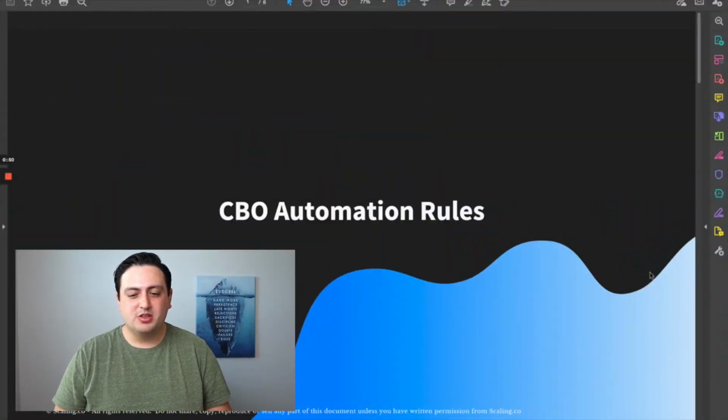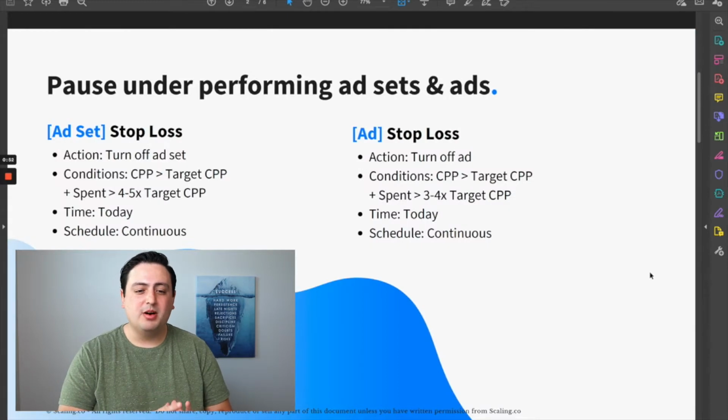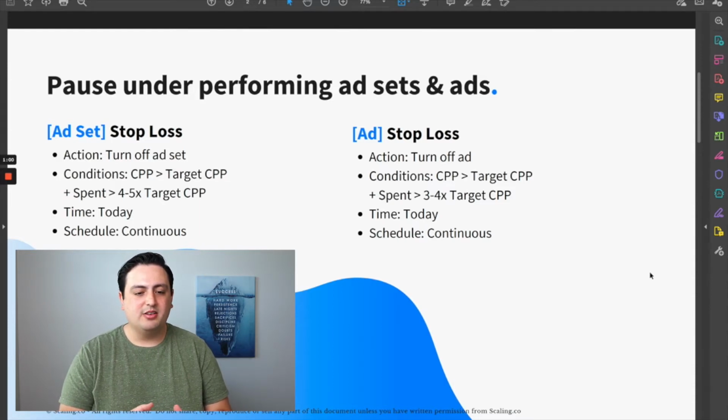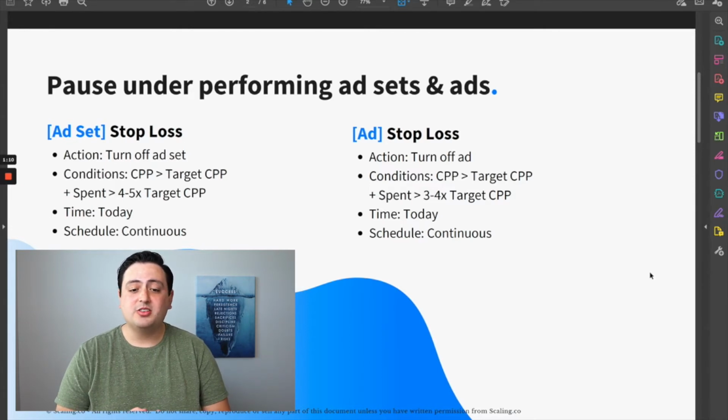So the first rule is going to be called pause underperforming ad sets and ads. So you can see here I have ad set stop loss and ad stop loss, and here are the bullet points of how to set them up inside your Facebook Ads Manager. So the actions, you're going to want to turn off the ad set. The conditions, you're going to do cost per purchase greater than your target cost per purchase, and your spend greater than 4 or 5 times your target cost per purchase.